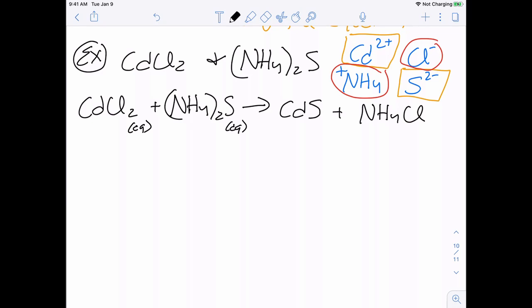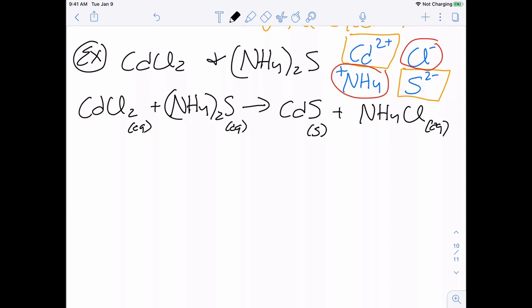Cadmium sulfide. So sulfide is on my insoluble side of my table. It's rule number 6. It does have some exceptions, but cadmium is not one of them. So this is going to be my solid. This would be my precipitate. If we were in lab, the little solid at the bottom that we would get would be cadmium sulfide. Ammonium chloride, ammonium doesn't have any exceptions, so this is going to be aqueous.